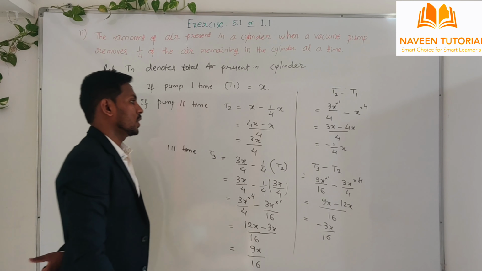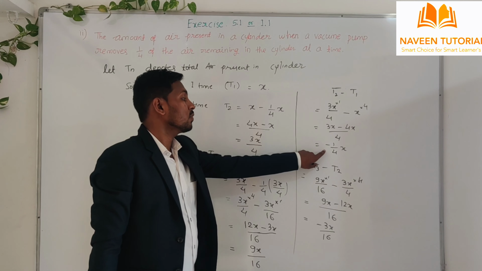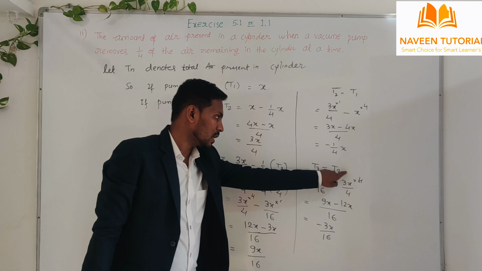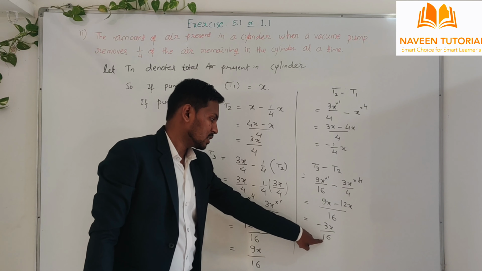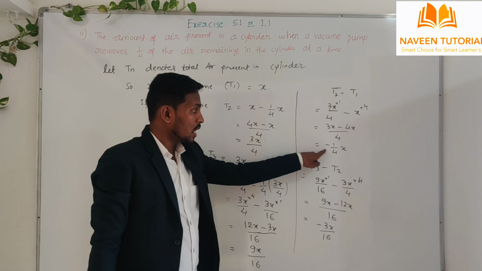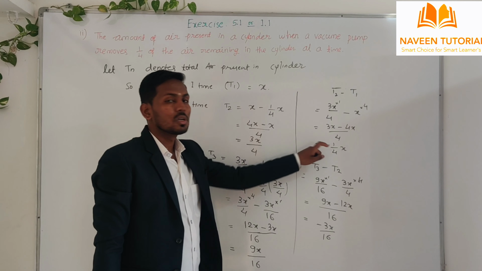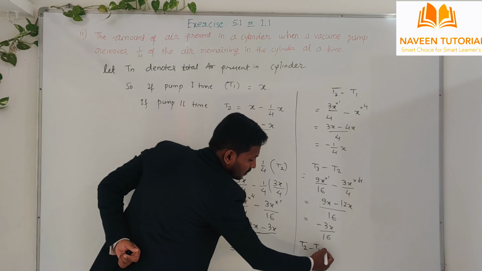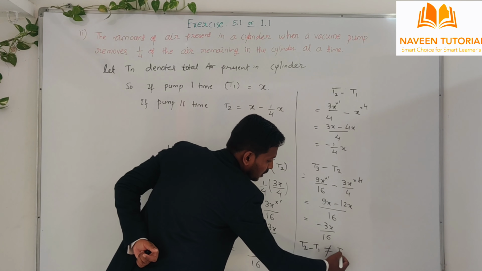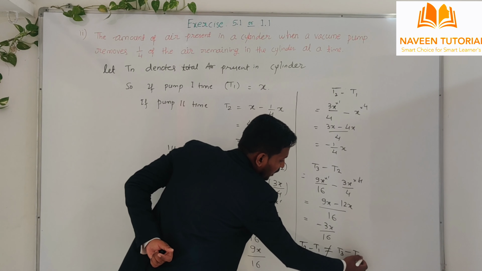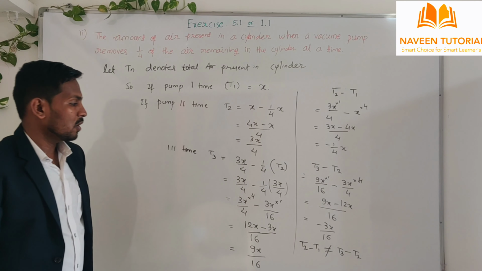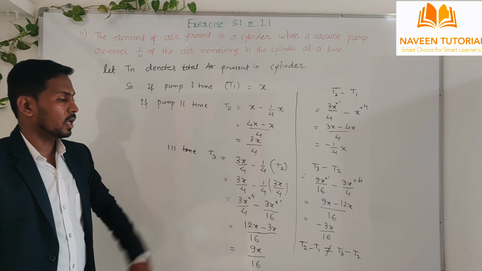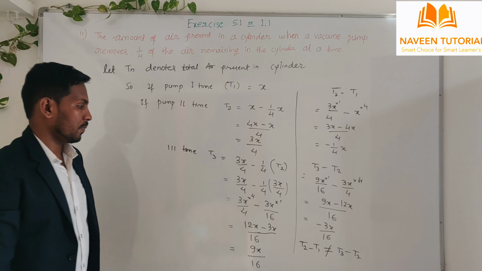3x/16. So here for the T2 minus T1 we have the value minus 1/4x, and the T3 minus T2 value is minus 3/16. So here we don't have a fixed value as the same. So therefore we can write T2 minus T1 is not equals to T3 minus T2. So at the last, therefore the given situation does not form AP, or you can write do not form AP.